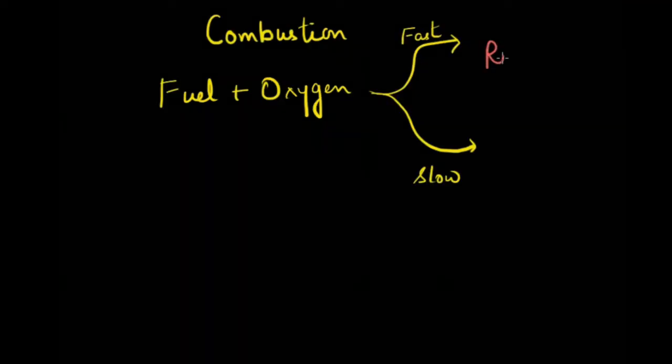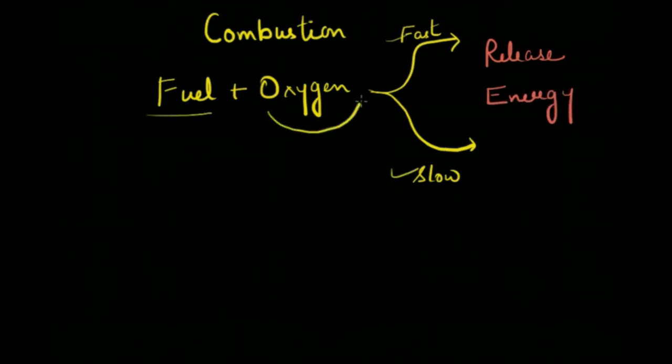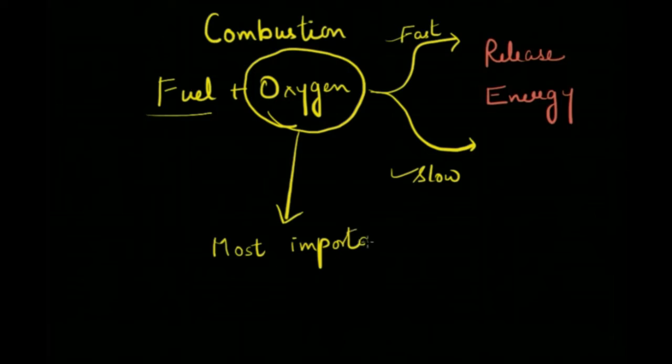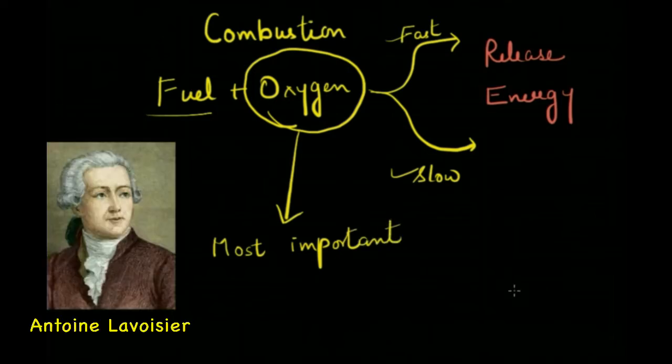Whatever the type of combustion, slow or fast, it always releases energy. And the most important thing for combustion is the presence of oxygen. This importance of oxygen for combustion was first explained by a French chemist, Antoine Lavoisier, and he coined the term oxidation for this entire process.